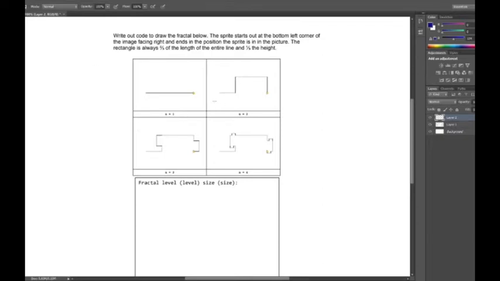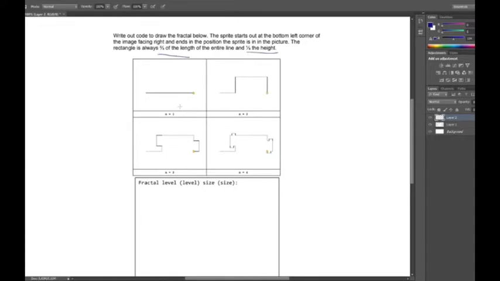Okay, so let's take a look at this fractal problem here, and it says write out code to draw the fractal below. The sprite starts out at the bottom left corner of the image facing right and ends in the position the sprite is in the picture. The rectangle is always 2/3 of the length of the entire line, and 1/3 the height. Now we see that this is a recursive fractal problem.